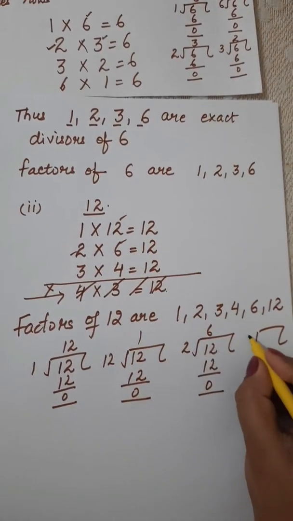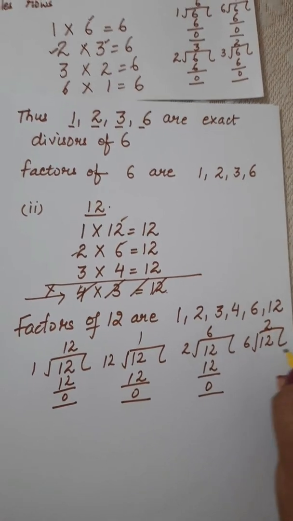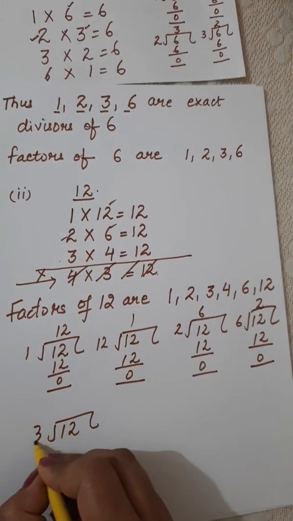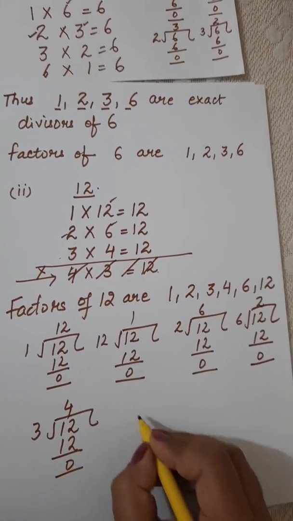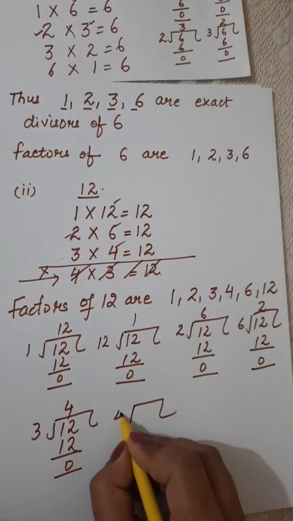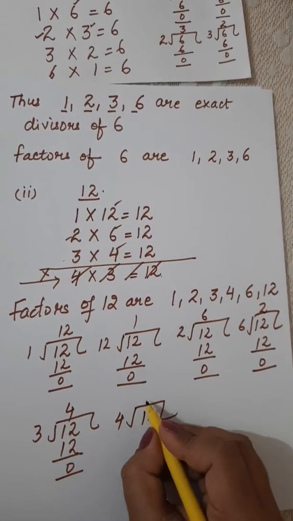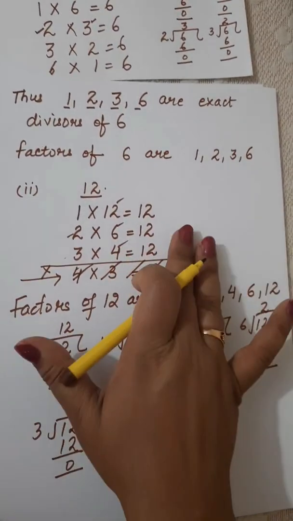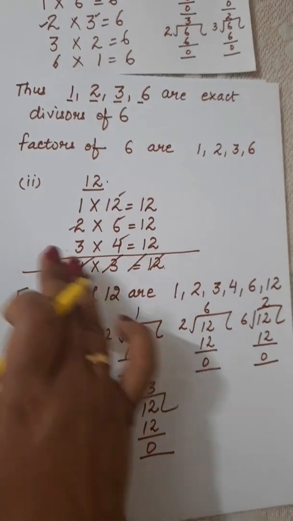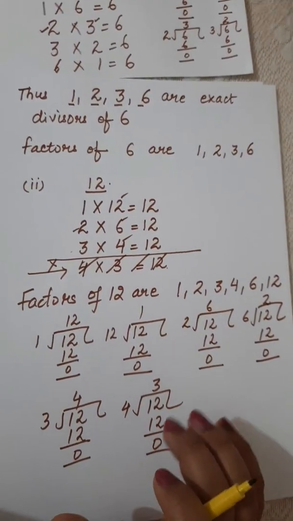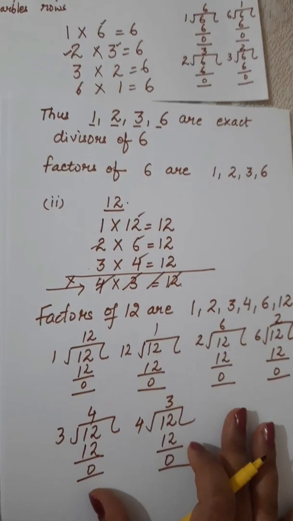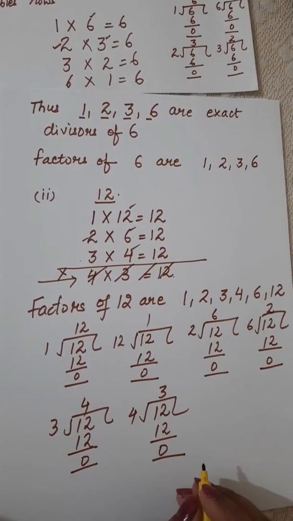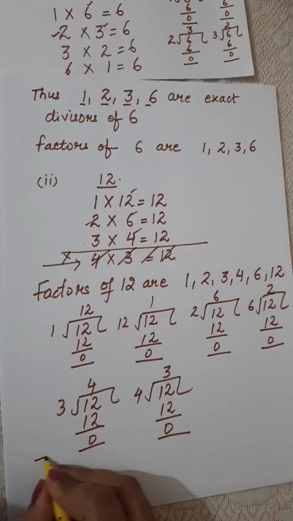If I divide by 6, then 6 2s are 12. That is 0. If I divide 12 by 3, 3 4s are 12. I will get again 0. If I divide by 4, then 4 3s are 12. In each case, when I divide the given number by these different factors, then I will get 0. So if I conclude both the things, I will say a factor of a number is an exact divisor of that number. So I will write factor.